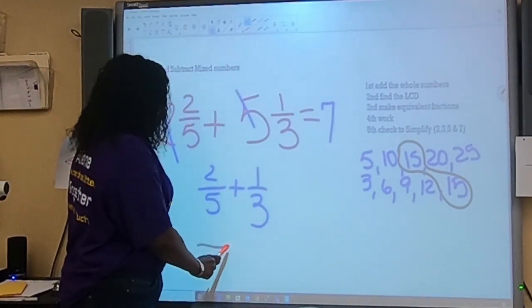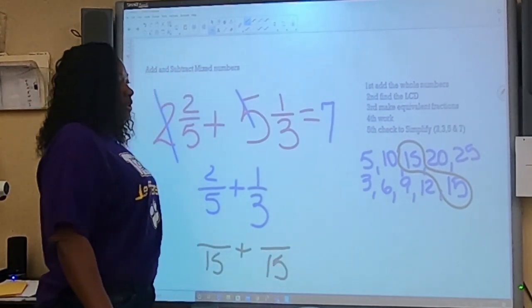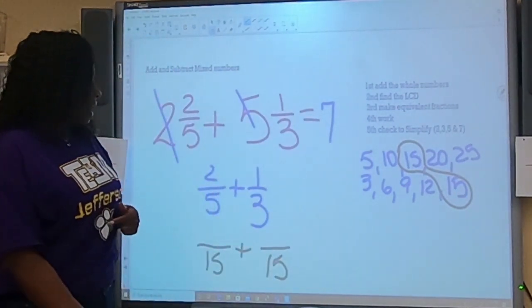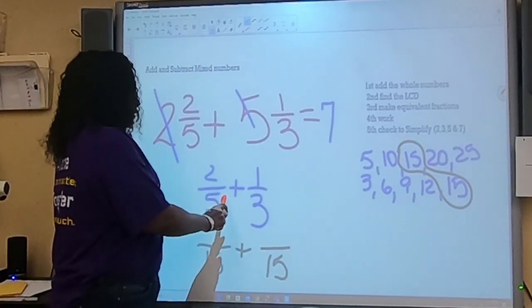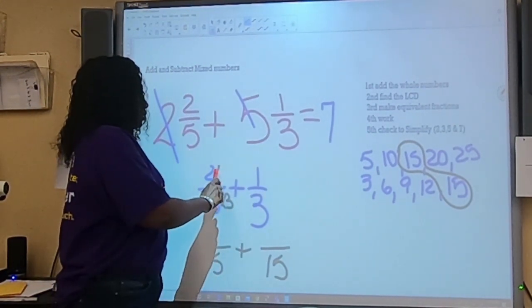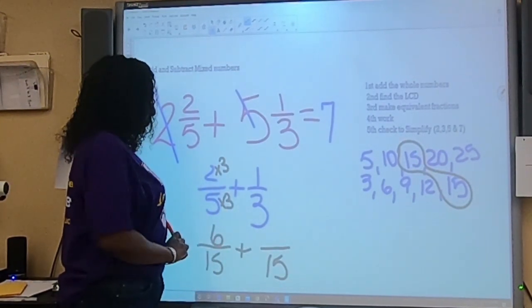So I'm going to change my denominators to 15. Moving on to step 3, I'm going to make equivalent fractions, which means I ask myself, what did I do to 5 to get to 15? Well, I know 5 times 3 is 15, and whatever we do to the bottom, we have to do to the top, which gives us a numerator of 6.